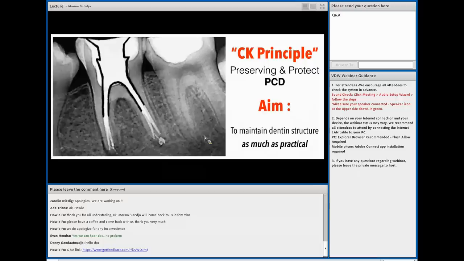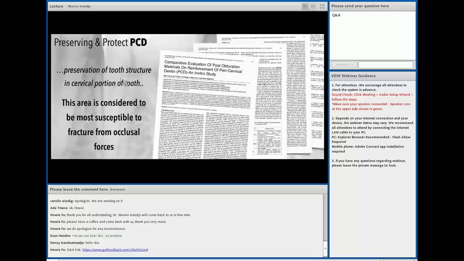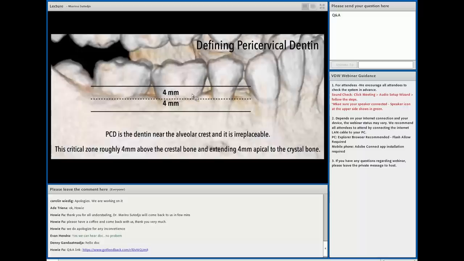They said we need to preserve and protect the most important area, and they call it the pericervical dentin area. And why is this pericervical dentin area important? Because this pericervical dentin area is the area that can hold the maximum retention of the tooth structure in order to avoid fractures or cracks in the future. And pericervical dentin is always considered the most susceptible to fractures from the occlusal forces. But the question came up: where is actually the pericervical dentin area?